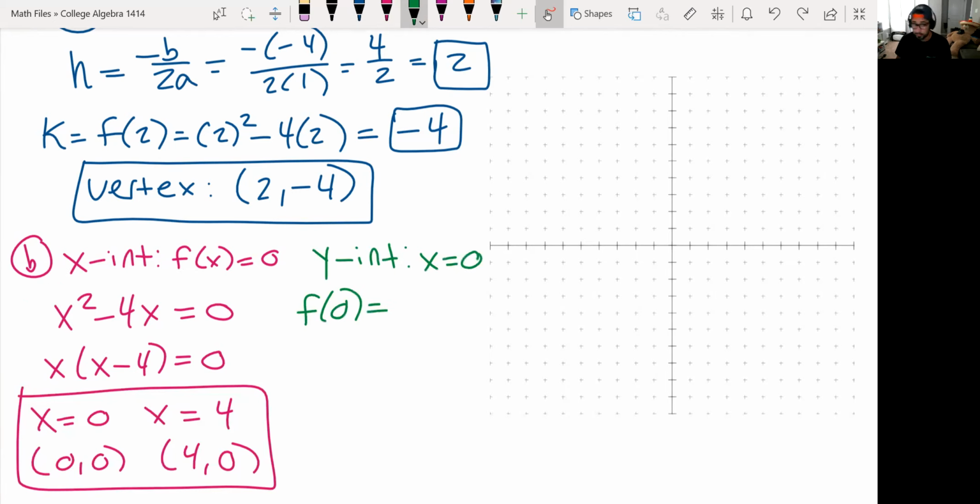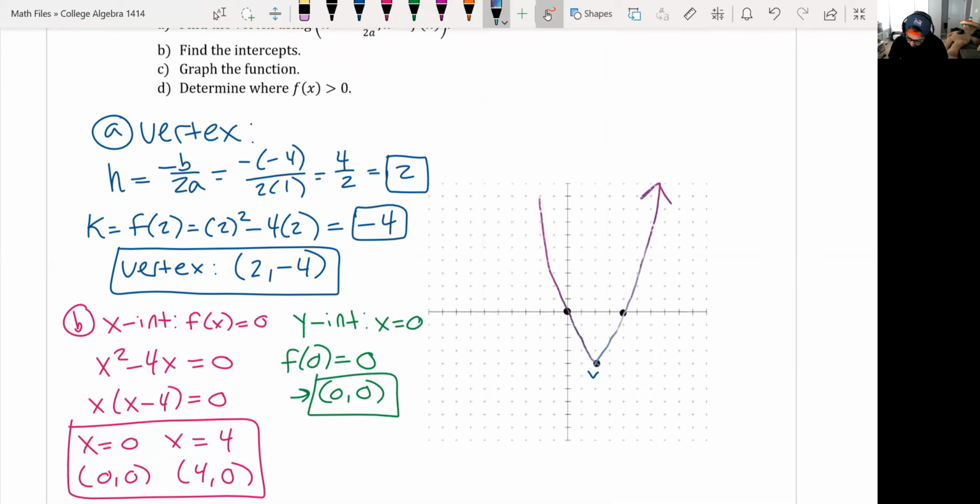Then my x-intercepts are at 0, 0, and then 4, 0. And my y-intercept is 0, 0, which is there already. So our 3 points: vertex, point to the left, point to the right. So now connect. Fun colors. There it is.